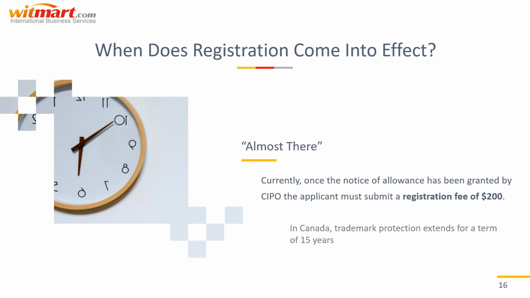What is the usual time frame for filing to registration in Canada? The usual time frame for filing to registration, assuming no significant examination issues or oppositions occur, is 16 to 18 months.